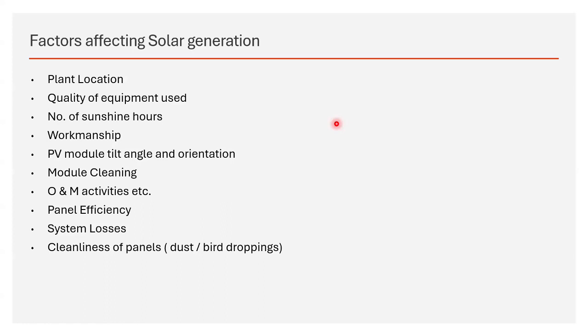Then system losses. System losses here, the most important part is the inverter. So normally inverters that are available in the market nowadays are 97 to 98% efficient. That means the conversion efficiency is 97%. So in the conversion process itself, you'll get 3% loss. And then lastly, this cleanliness, as we have discussed, that is dust or bird droppings.